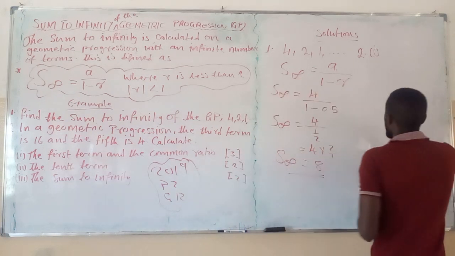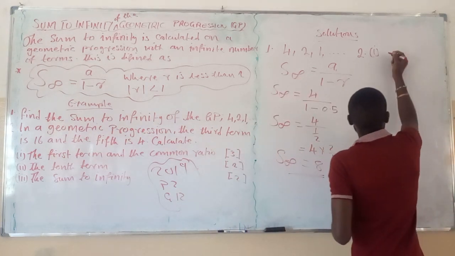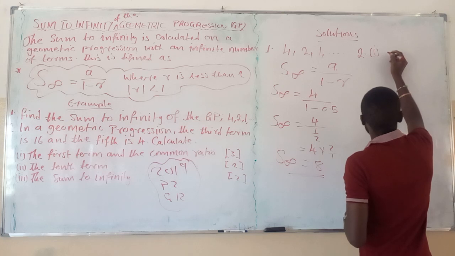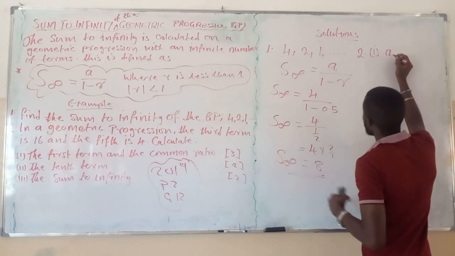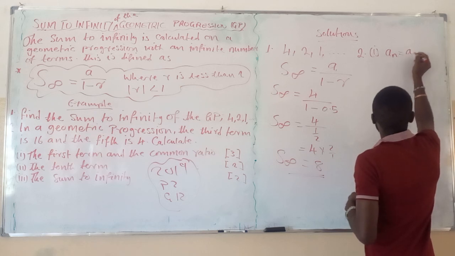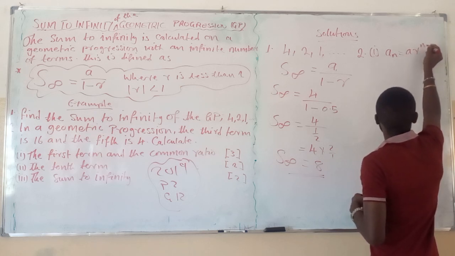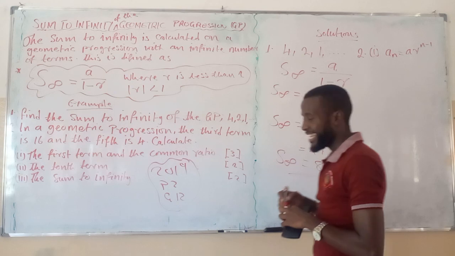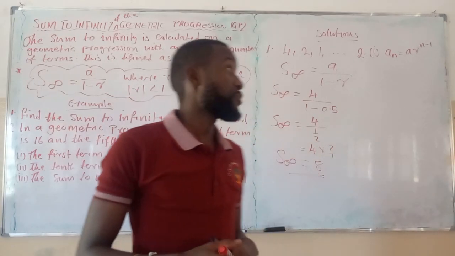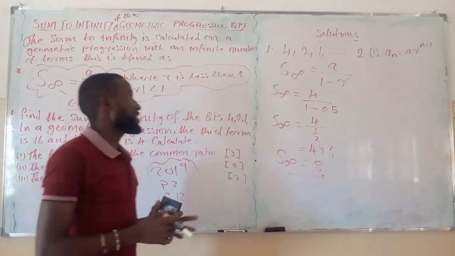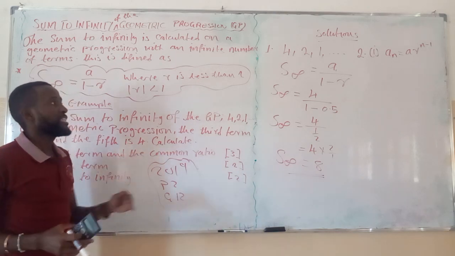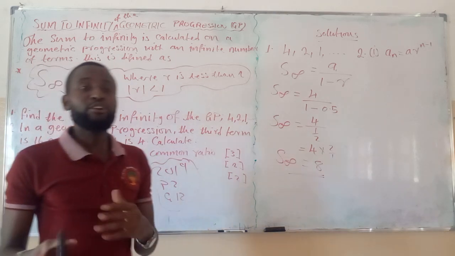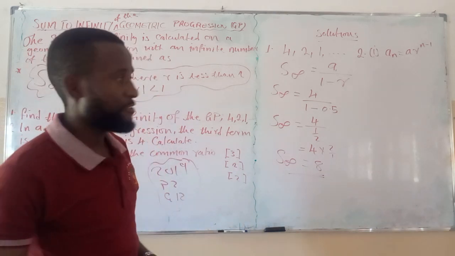So let us write the formula for finding the terms. We need to find the first term. So the formula for finding the terms, we have the nth term, a_n, is equal to a r^(n minus 1). That is the formula for finding any term, isn't it? So now we want to find the first term. Remember, you can find the first term if you know the common ratio. Now we don't know the common ratio, so how can we find the first term?